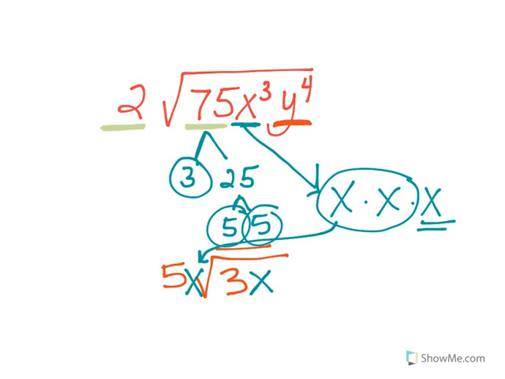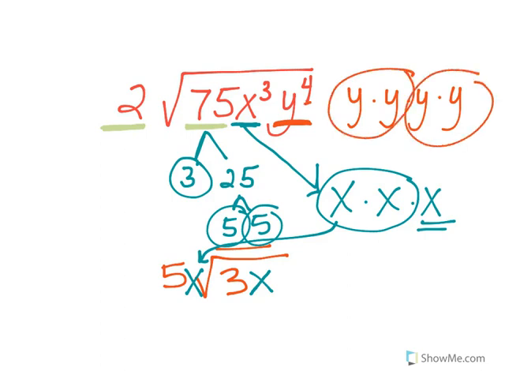Okay, now I'm going to look at the y. With the y, I have 1, 2, 3, 4 y's, and that means I have 2 pairs. Plus, this is an even number, okay? So your pairs is going to be even, so you won't have any y's left over to go in the radical. So this will also come outside. So these are 2 pairs, so you'll put y squared. And this is going to come out, and it's going to come over here.